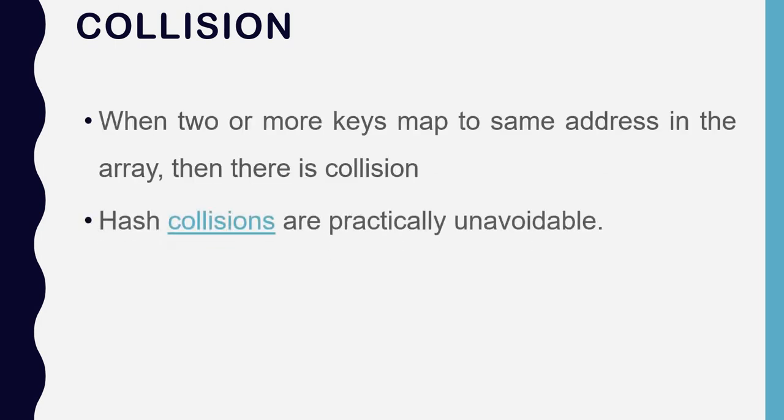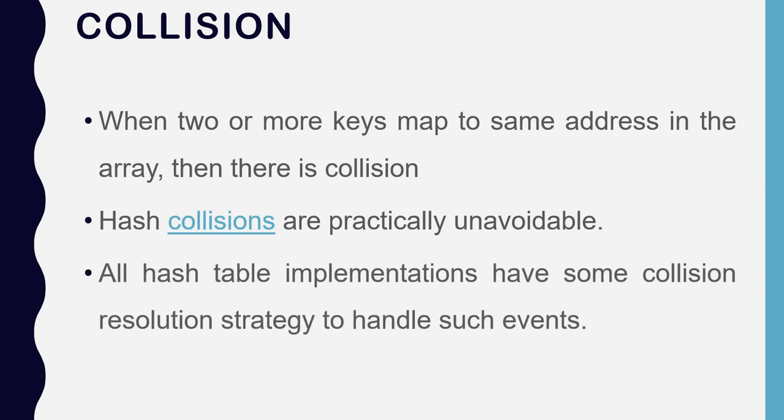When two or more keys map to the same address in the array, then there is a collision. Hash collisions are practically unavoidable. All hash table implementations have some collision resolution strategy to handle such events. By choosing a good hash function, you can reduce the collisions, but you can't remove them. So let us see the collision resolution techniques.